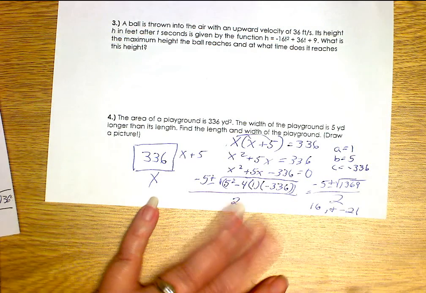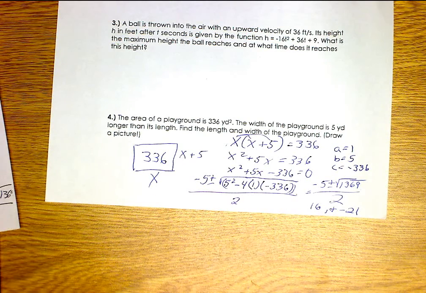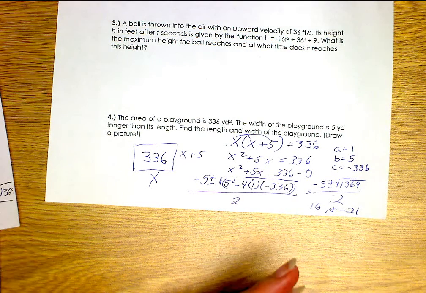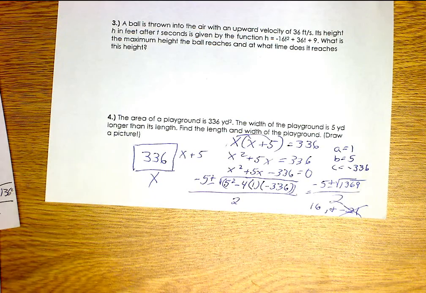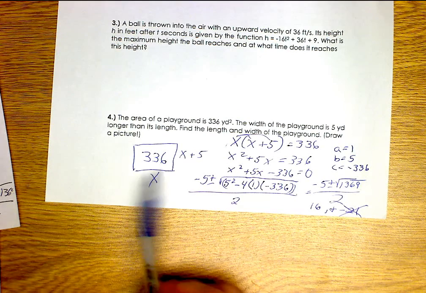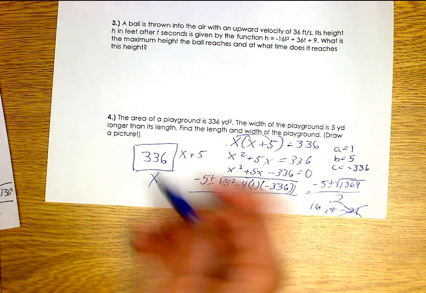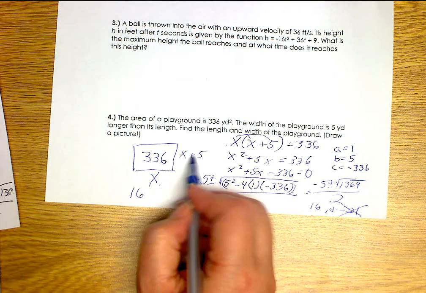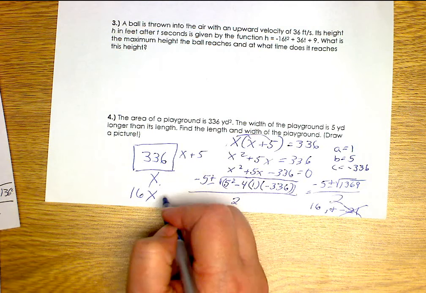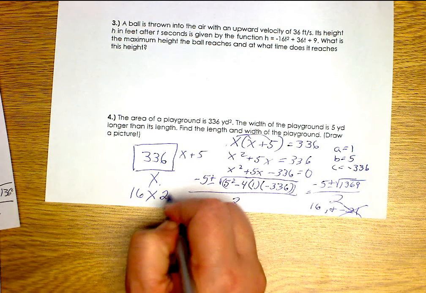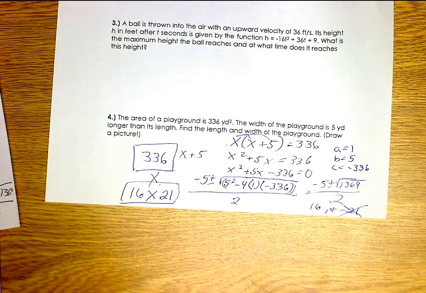Can you ever have a negative length? No. So we know that one's not it. So we have 16. If our length is 16, what is our width? So it's 16, and we add 5 to it, which is 21. So we have a 16 by 21 playground.